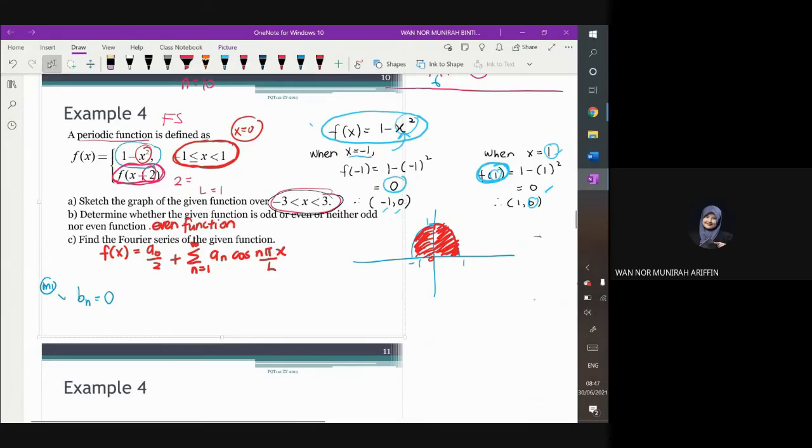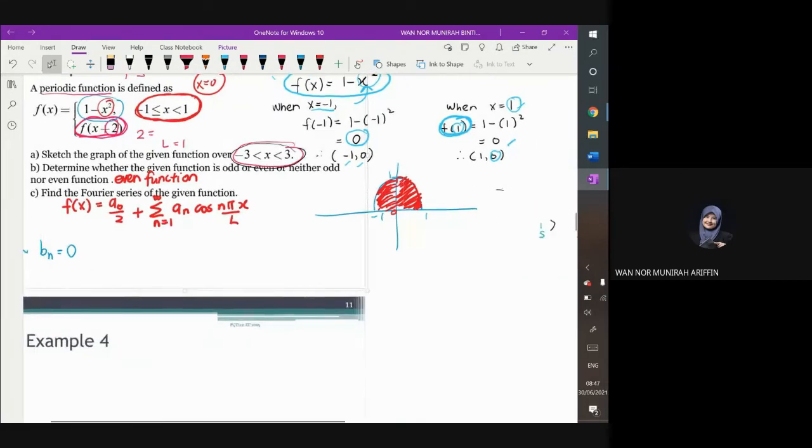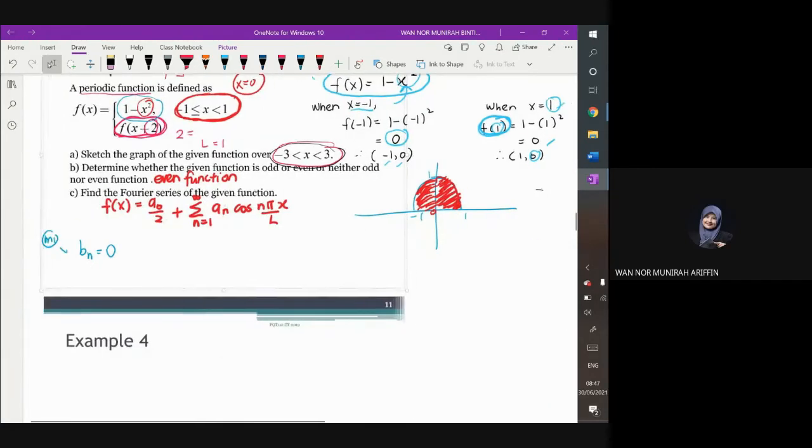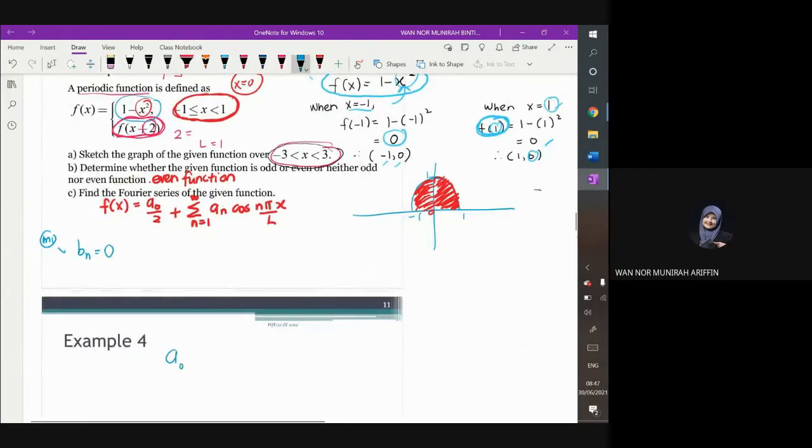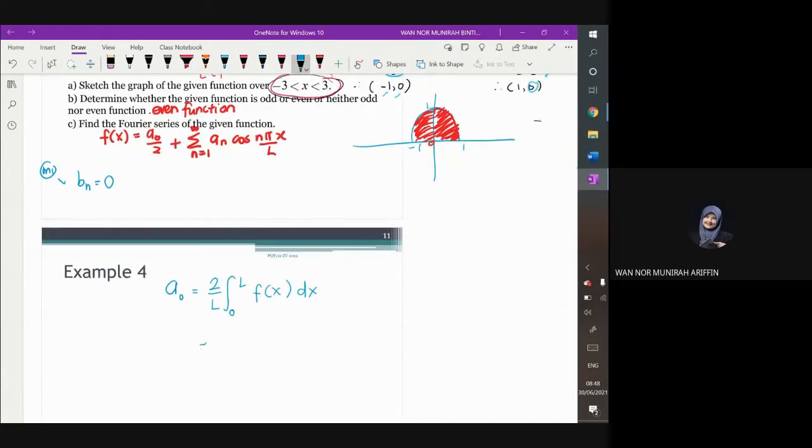Okay, so I continue. I want to find a naught first. So how to get a naught? A naught is given by 2 over L, limit from 0 to L, f(x) dx. So this is how we try to compute. This is the first step, just write down the formula. You still do not get any marks here.